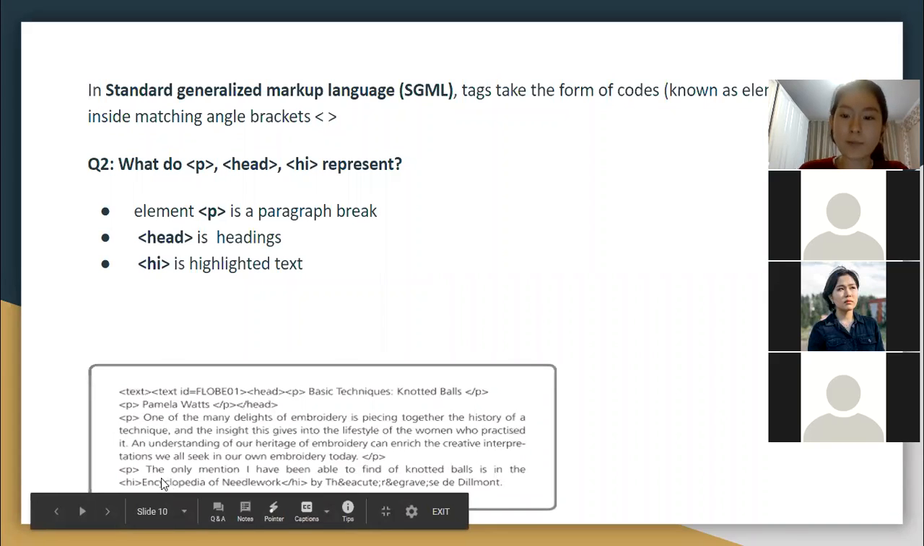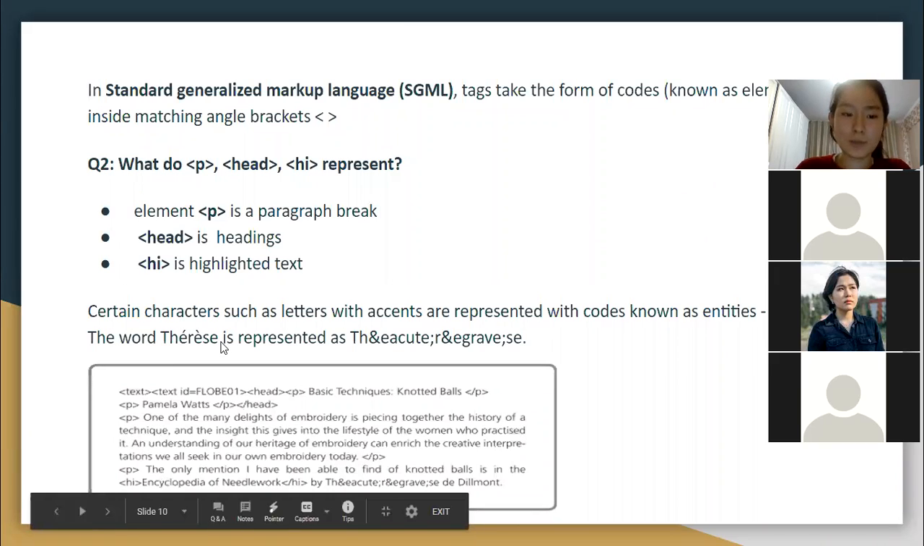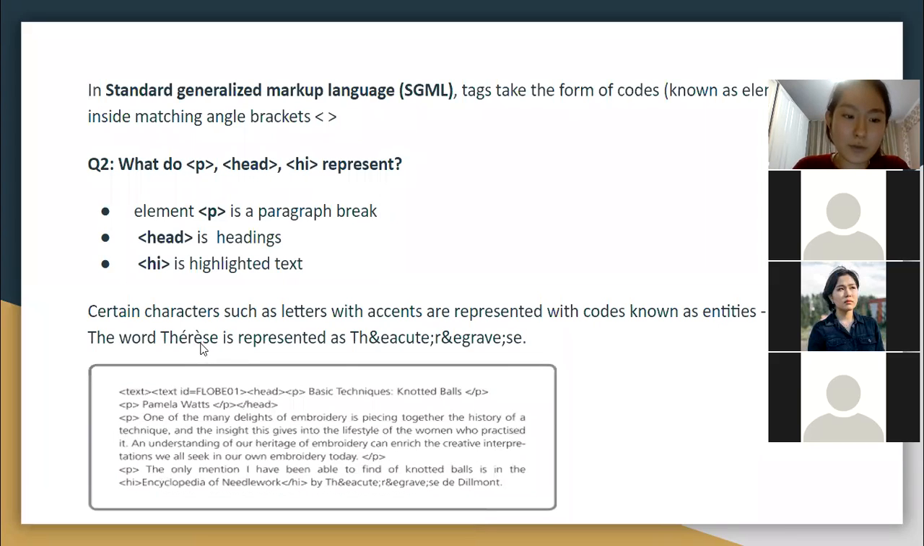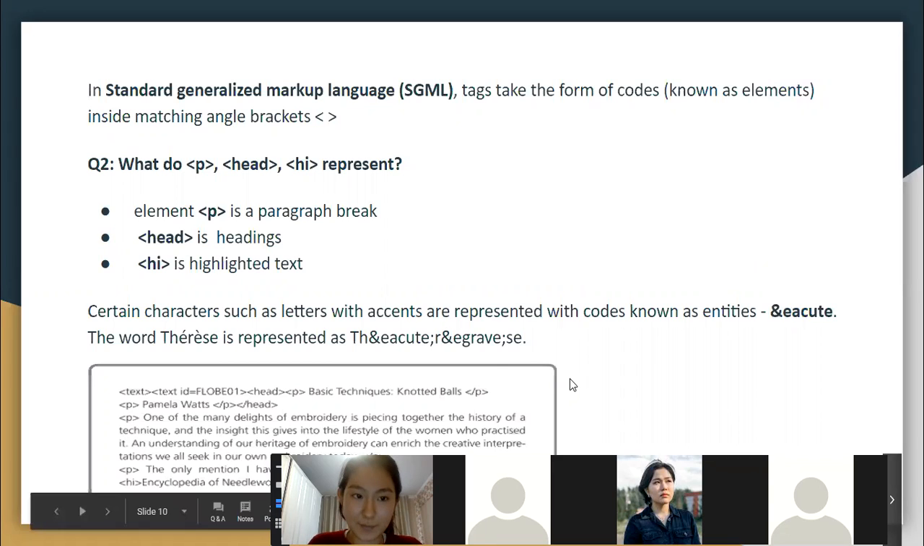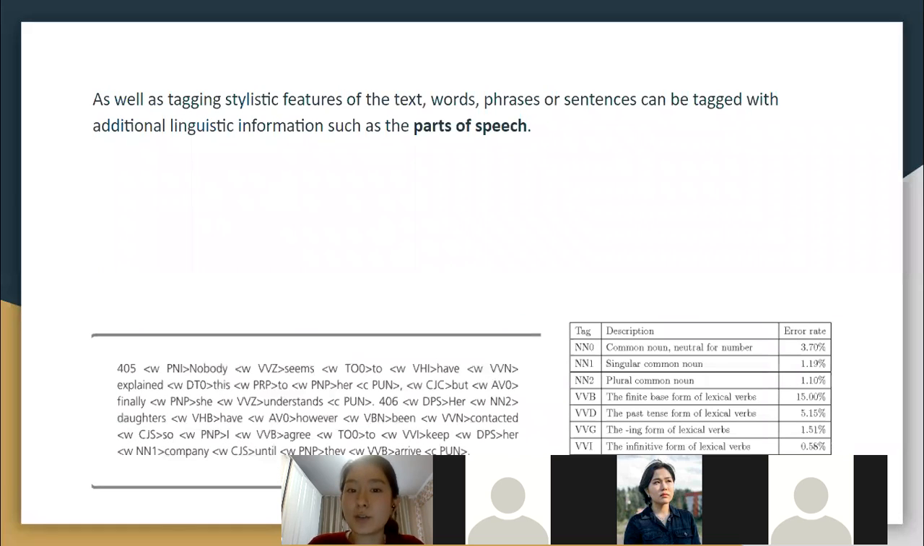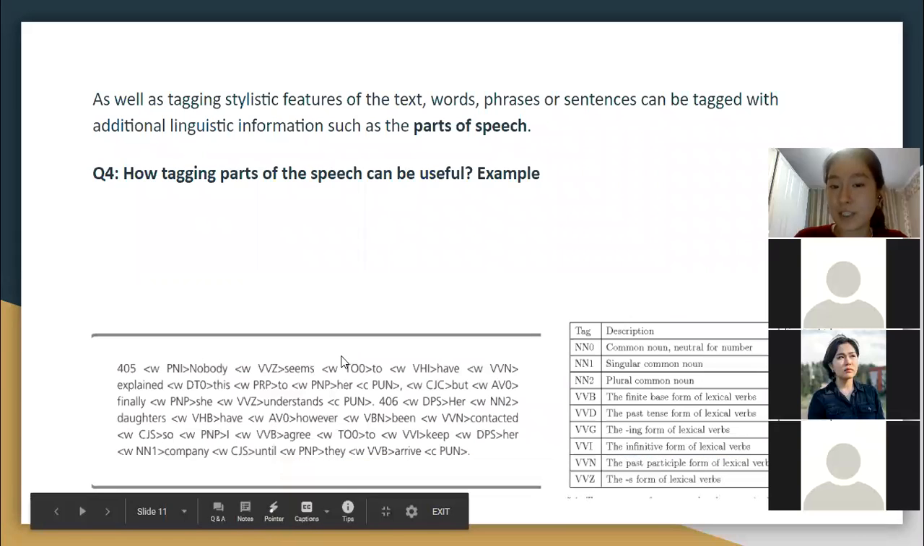Also, we can code some letters, for example some accented letters, like in the word Thérèse, I think it's a French name of some writer, and here we have two accented letters, and they can be represented by this code, and you can see it also in the text. So next, we can also tag parts of speech. My next question will be, how can tagging parts of speech be useful? Maybe you will give us some example from the text or from your own.